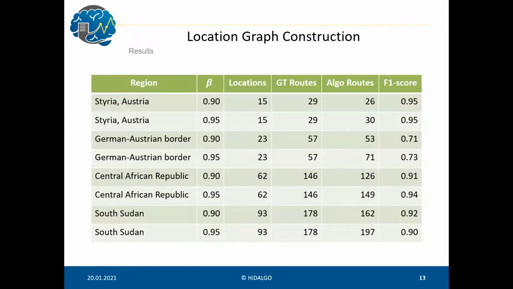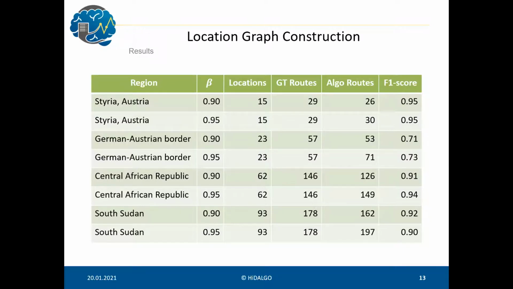Here we can see the results that we obtained, where we created the ground truth of direct driving routes manually, which basically corresponds to what I said in the beginning, the manual creation of location graphs. And in the 5th column, we see the algorithm routes result, where we see that in some cases we have more than the ground truth routes, and in some cases we have less than the ground truth routes.